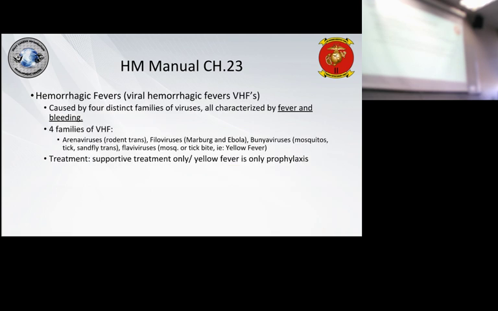Hemorrhagic fevers. Caused by 4 distinct families of viruses, all characterized by fever and bleeding. 4 families. You have the arenavirus, that's rodent transmitted. Then another one would be the Marburg, Ebola, mosquitoes, ticks, sandflies, tick bites, and i.e. the yellow fever. You can call it that, I guess. The treatment, supportive treatment only. Yellow fever is only prophylaxis.